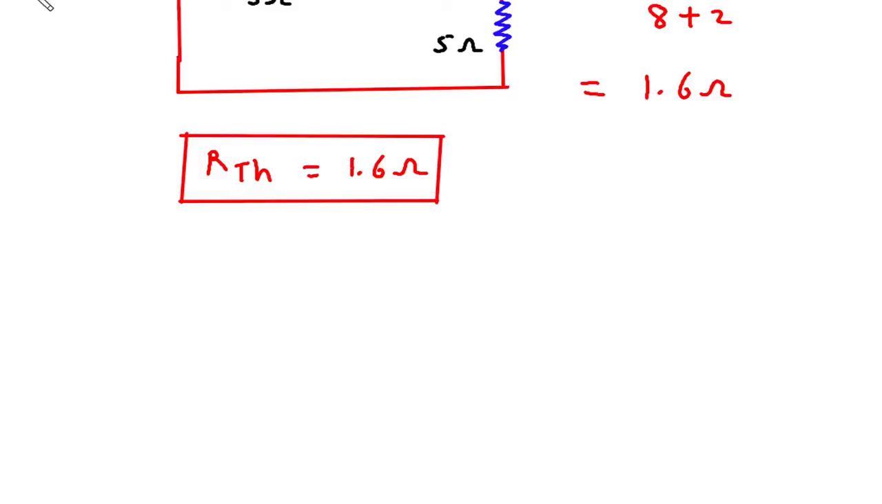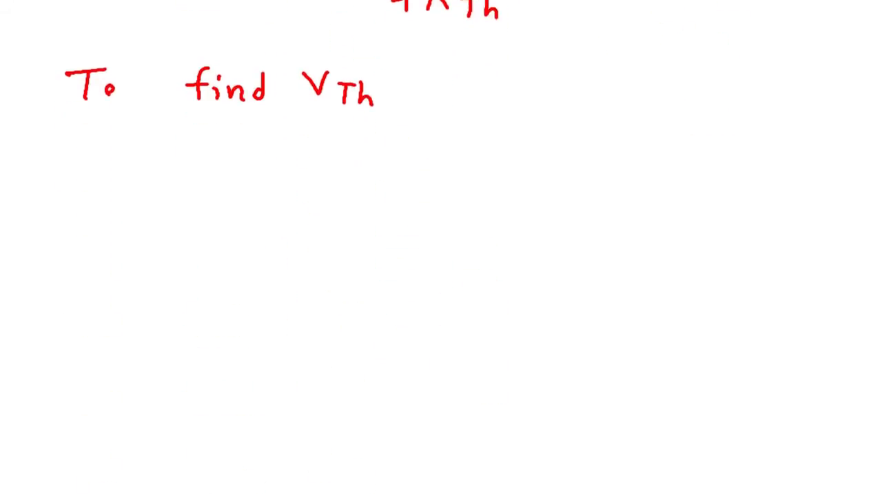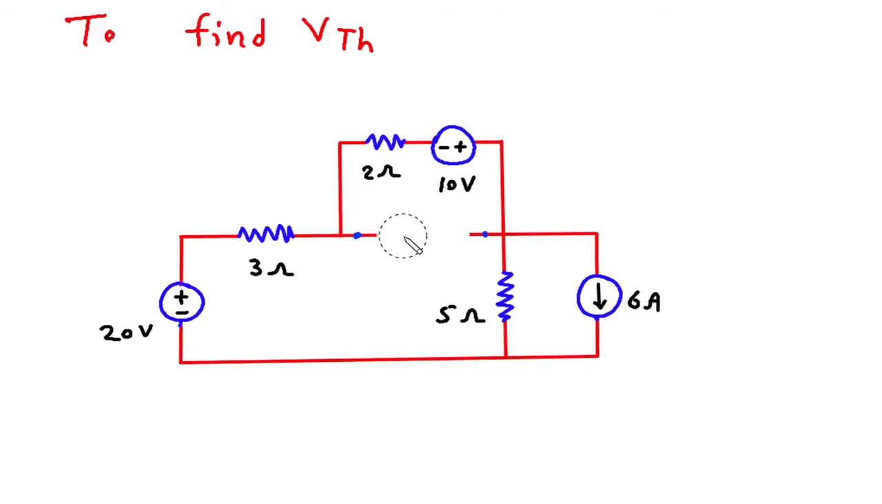We have to find maximum power. Pmax is equal to VTH square by 4 RTH. Now we have to find next VTH. To get the Pmax, we have the value of RTH. To find VTH, this will be VTH. This is VTH.